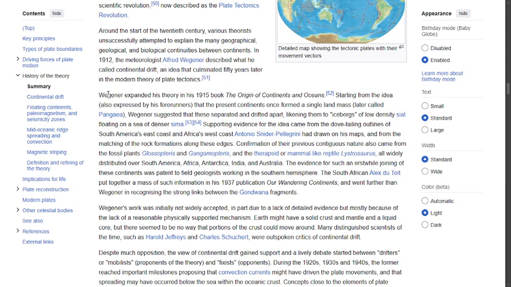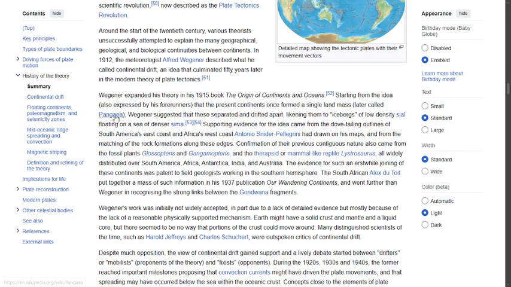50 years. Wegener. Okay, cool. I'd heard the name Wegener in my little pre rabbit hole. He expanded his theory in his 1915 book, The Origin of Continents and Oceans, starting the idea, also expressed by his forerunners, that present continents once formed from a single landmass, later called Pangaea.